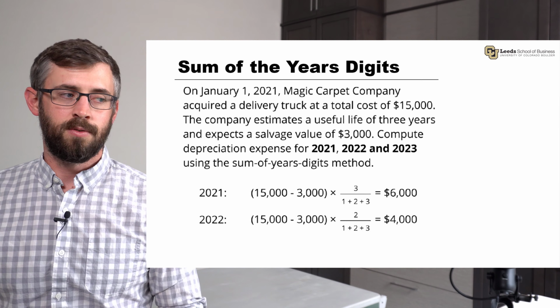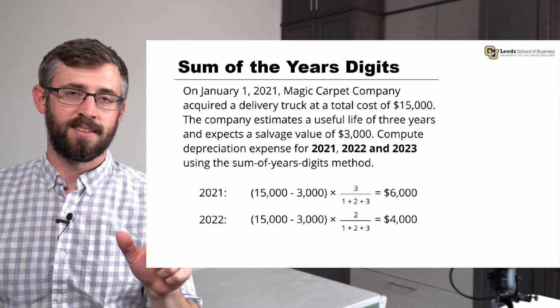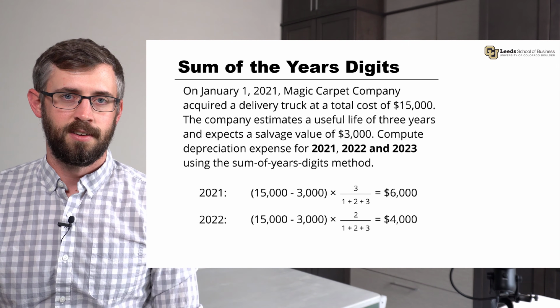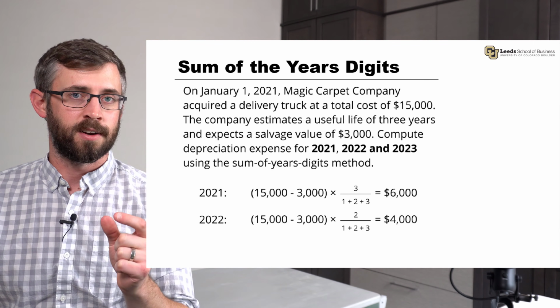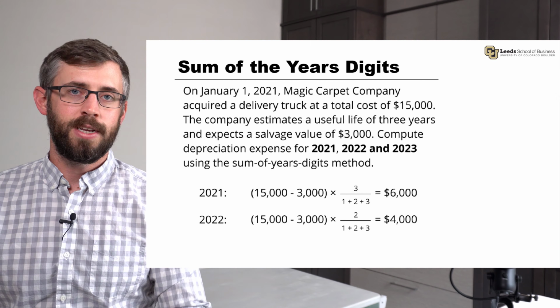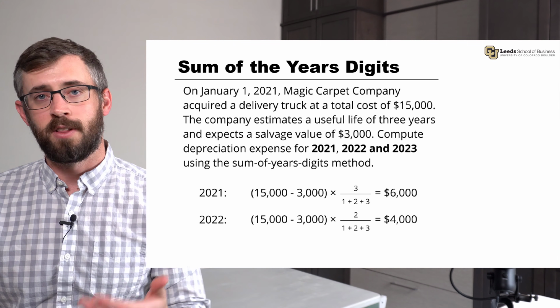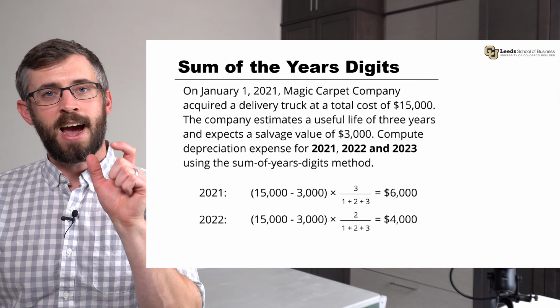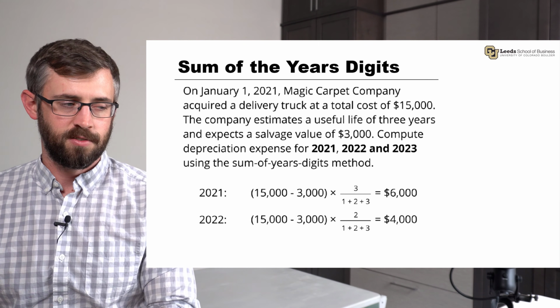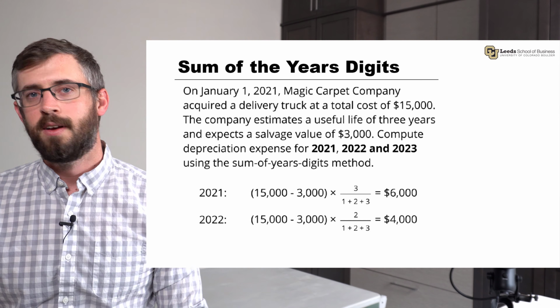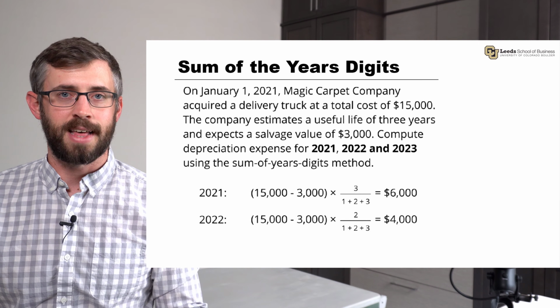If we go to year 2, you can see that the depreciable basis stays the same, $15,000 minus $3,000. The only thing that has changed in this calculation is the numerator. Now we only have 2 years remaining on the useful life of our truck, so our fraction is 2 years remaining divided by 1 plus 2 plus 3 again. The denominator stays the same, and we get a depreciation expense of $4,000.